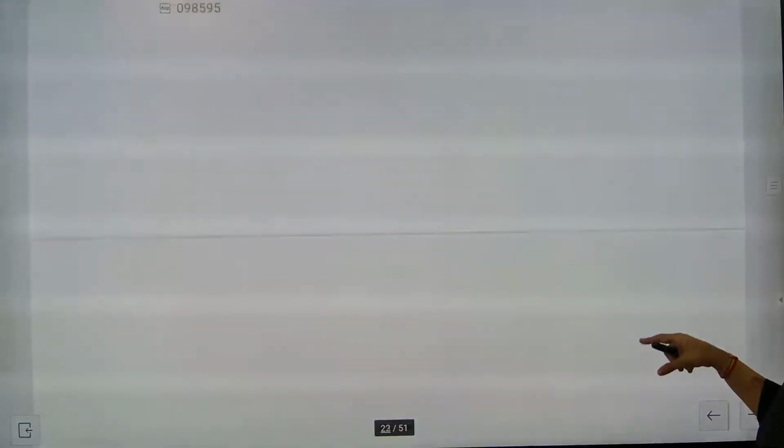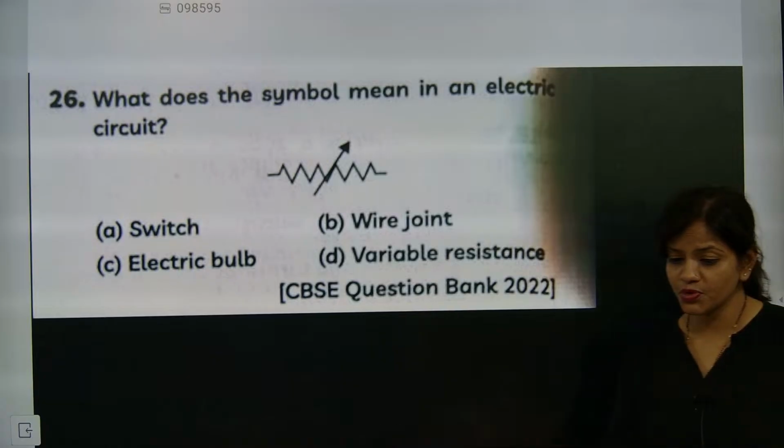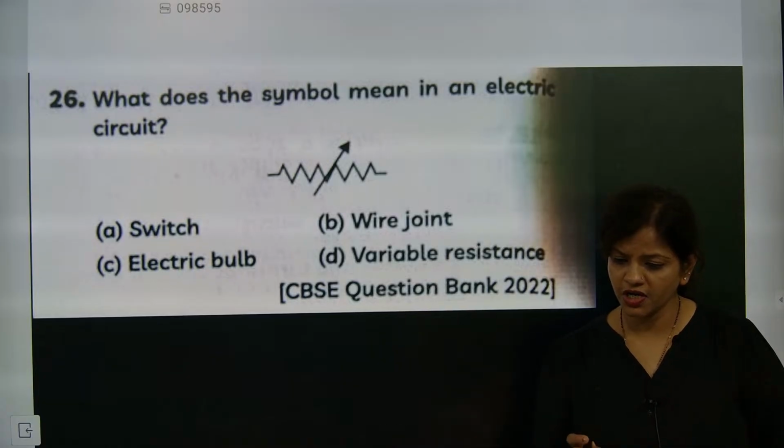That's it. We will not waste time on this type of question. We will take what the symbols mean in electric circuits. If you say wrong, I will punch you people. Answer this question very nicely.